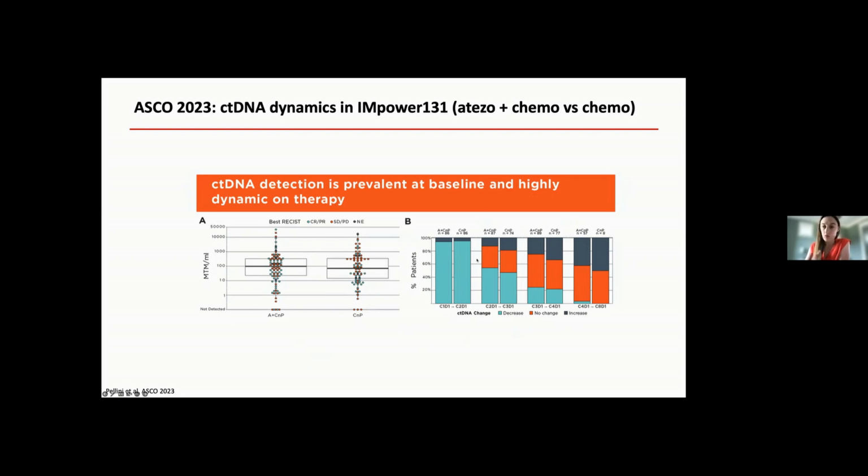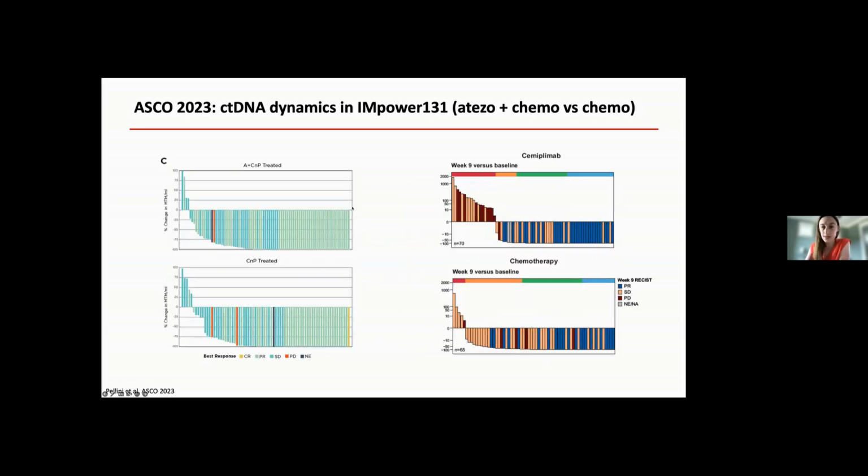And then as we move forward through the different cycles, there starts to be a growing proportion of patients with an increase in their ctDNA, consistent with a group of patients that are starting to lose their response. When we look at the ctDNA waterfall plot, you can see that in both the chemo IO and in the chemo arm, the majority of patients have a marked decrease in their ctDNA, and this includes some of the patients who have progressive disease, though notably there are very few.